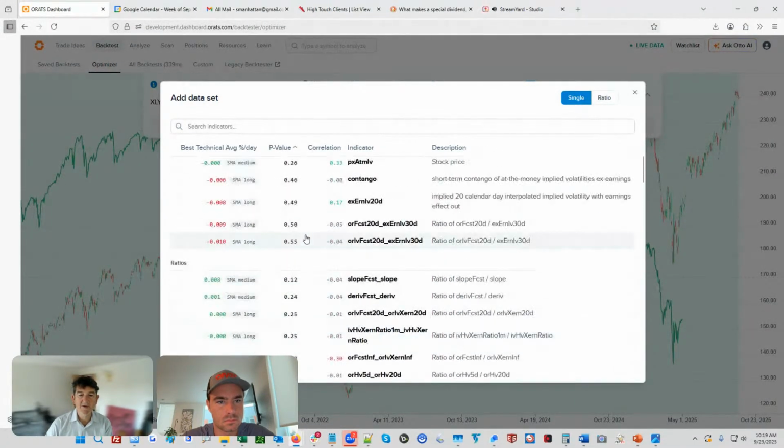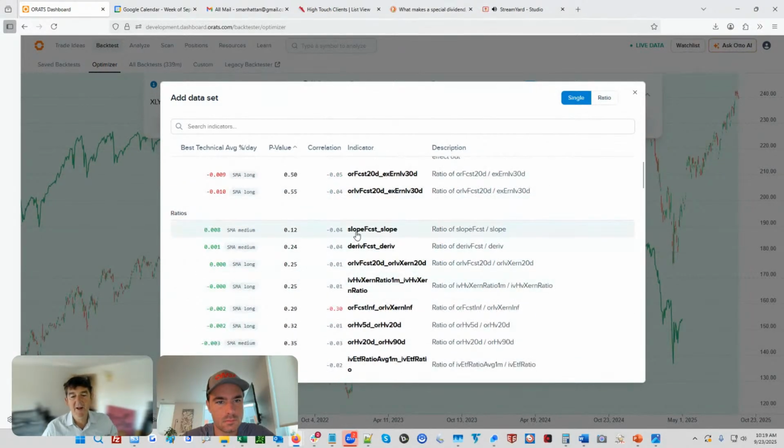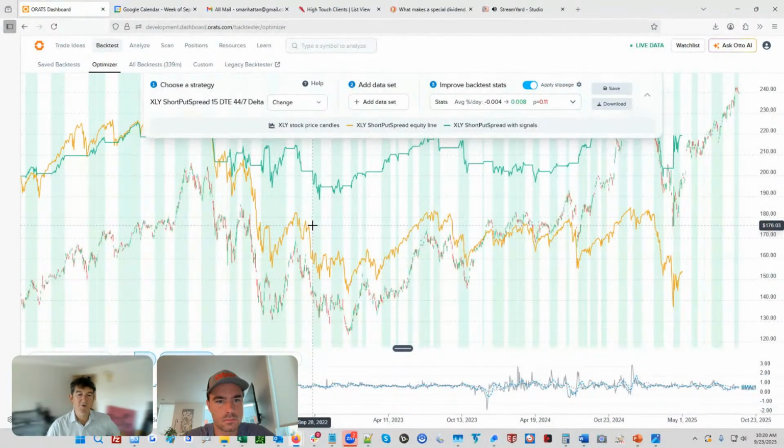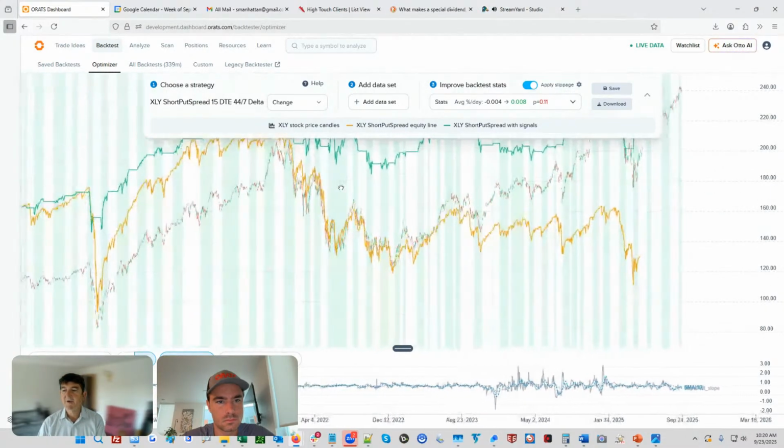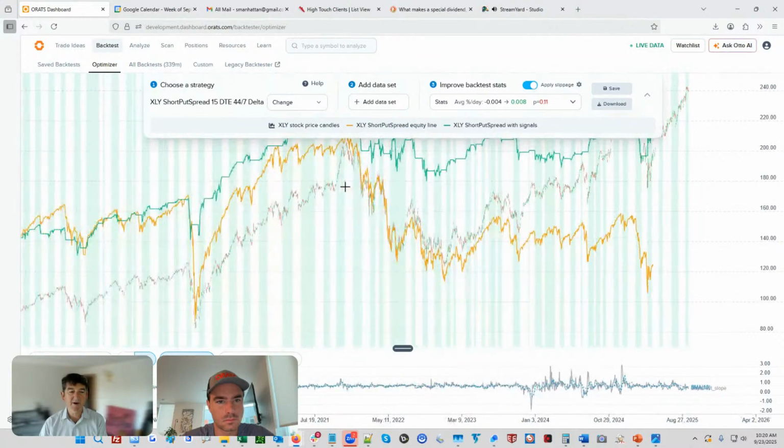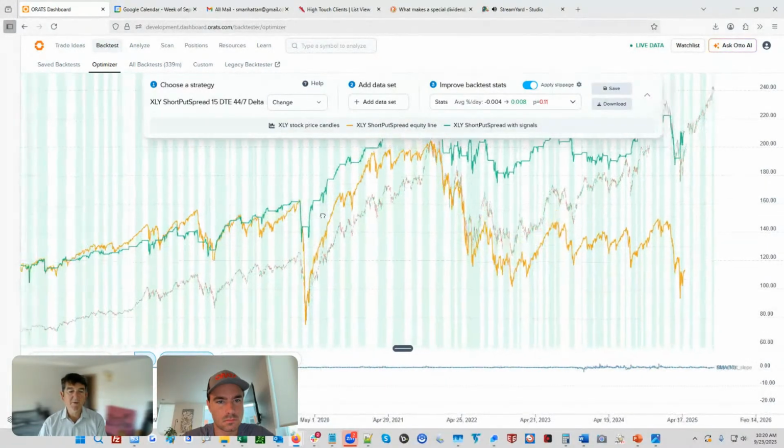So what we do here is I would probably look at the slope forecast versus slope. I want to find something that's meaningful. With the short put spread, your slope forecast is important. We're putting all our indicators in there, and sometimes you'll find things that are just maybe not as appropriate for a particular strategy. But slope forecast versus slope is something that you may want to use for a particular strategy.